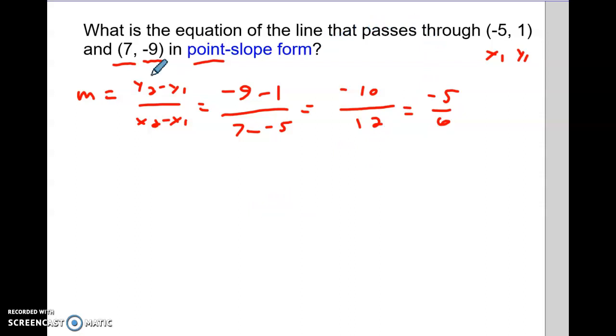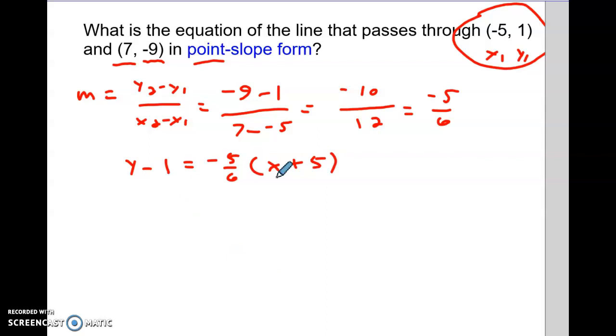Now you can really use either point to get point slope form, but I already picked this one as my x little 1, y little 1. So I'm going to take this point: y minus y little 1 equals the slope of -5/6 times x minus -5. That's going to become a plus 5 right there. And boom, I'm going to stop. I've got my point slope form. I'm done.